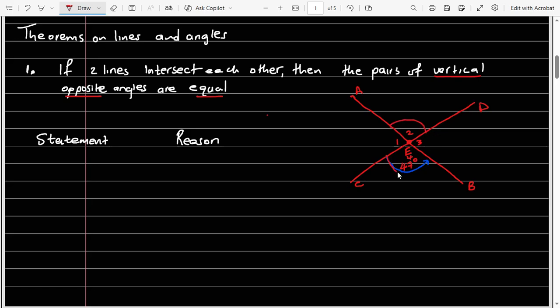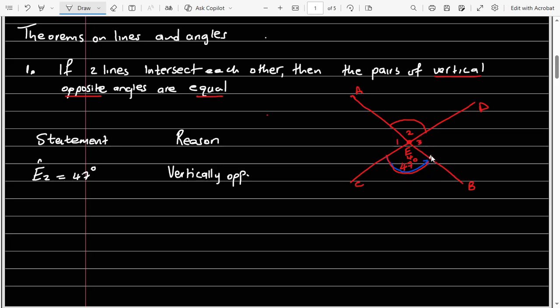So angle E4 is equal to angle E2. I hope you understand where that is coming from. So I can say that angle E2 will be 47 degrees. That is my statement. I need to give a reason. This is how you write a reason: it's vertically opposite.